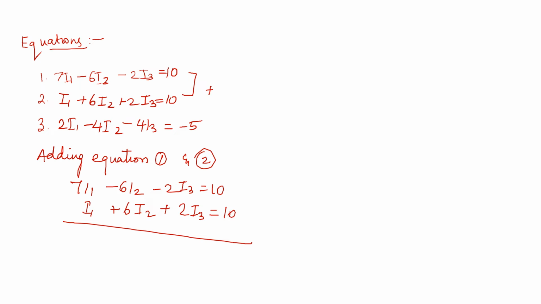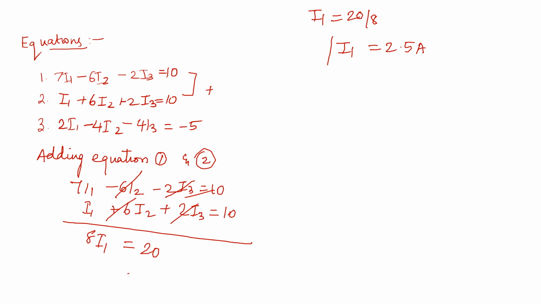Once we are adding it up, these two will get cancelled. We will get 8I1 equals to 20. From here we will solve it. We will get I1 equals to 20 upon 8, which will give us a value of I1 as 2.5 ampere. We will put it in a box so that on further solving, when we need the value of I1, we can use it. Okay, now second step.